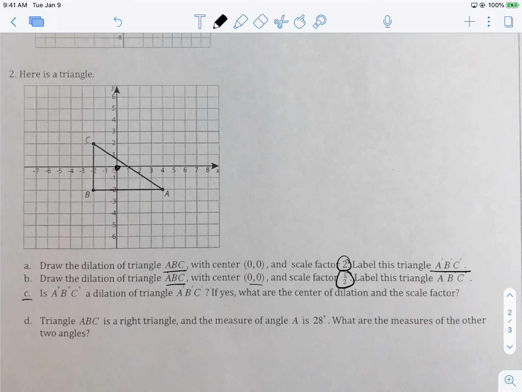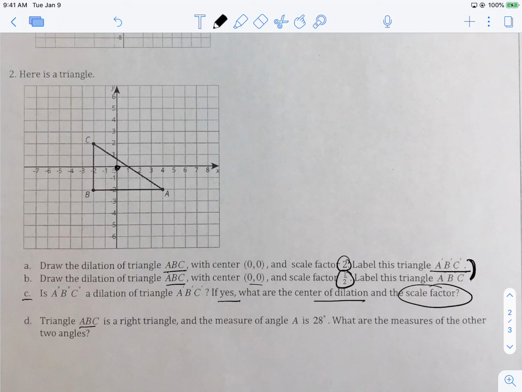Then it asks you, is ABC double prime a dilation of triangle ABC prime? So you're comparing the two that you drew, and you're trying to figure out if they are. If they are, what are the center of dilation? That should be a give me. And what is the scale factor going from these two new ones that you created? So when we did the chart the other day where we had the sides and we had to see what happened to get to the other, that will be helpful.